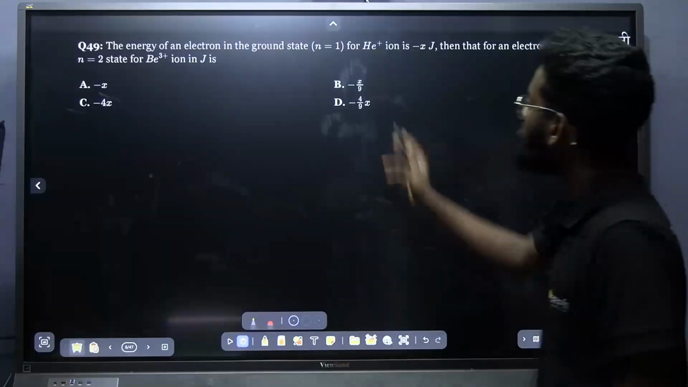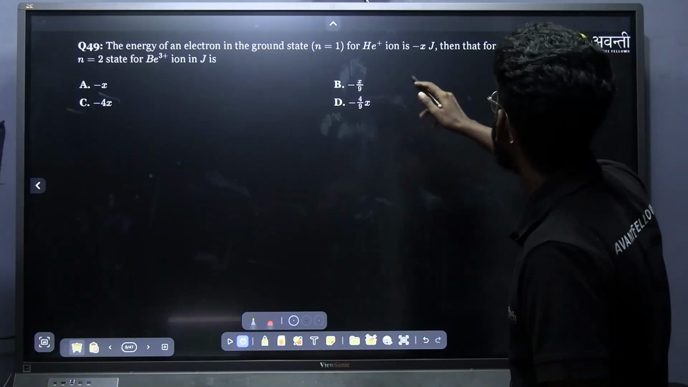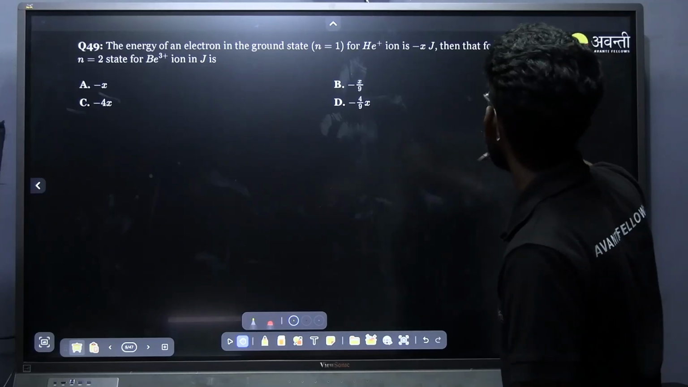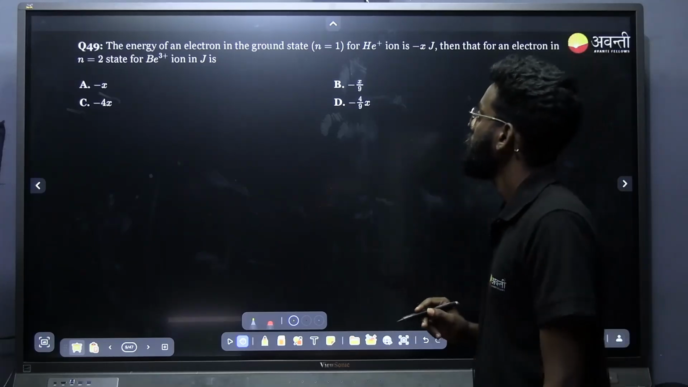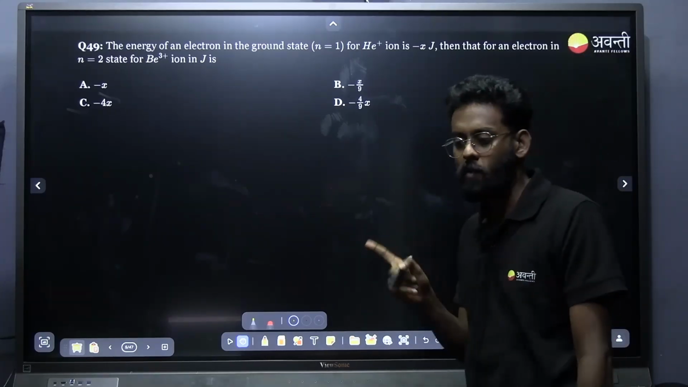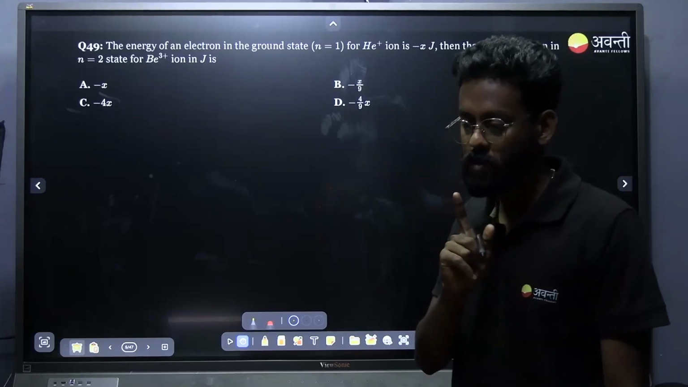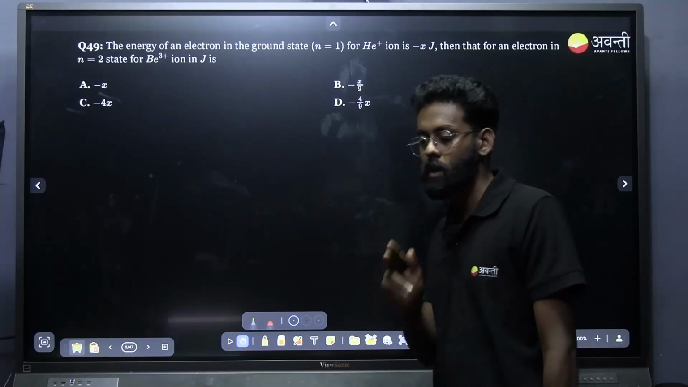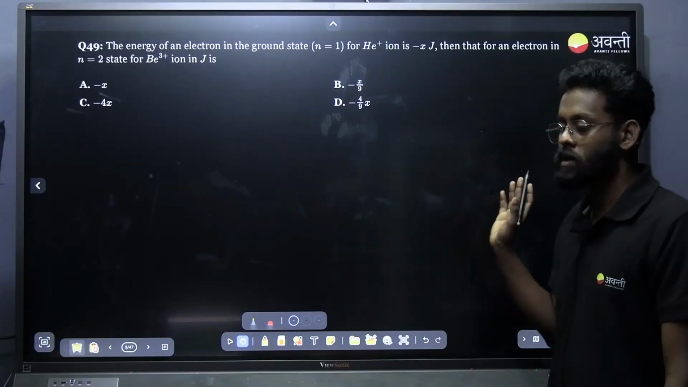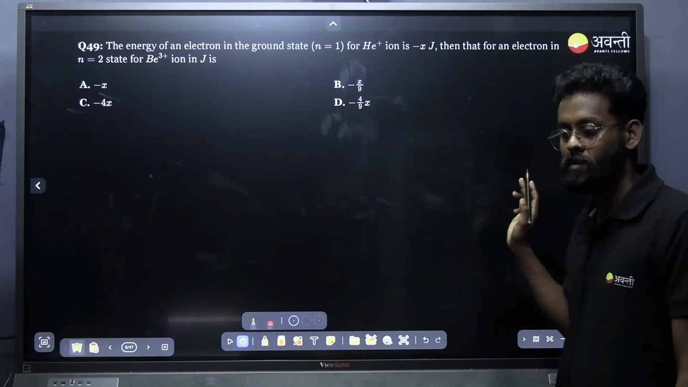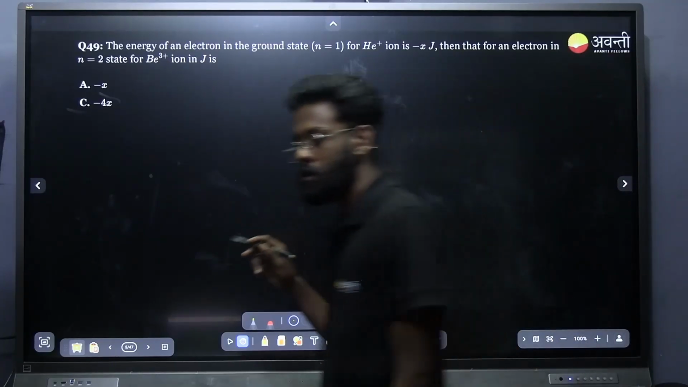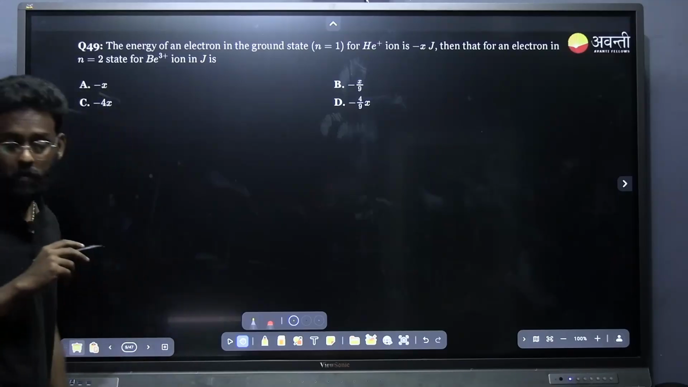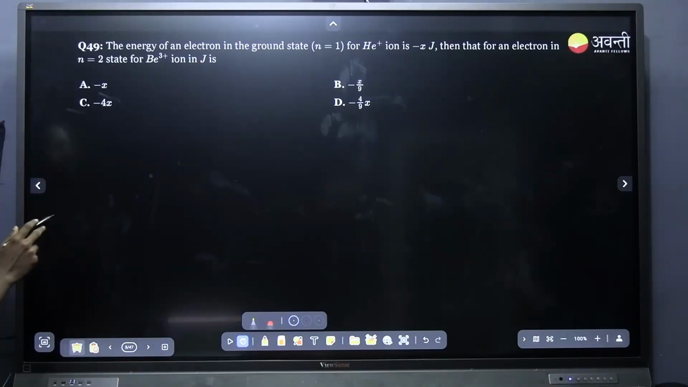Another question. The energy of an electron in its ground state for He plus ion is minus x joule. Then that for an electron in n equal to 2 state for Be 3 plus ion in joule is? I think the same question was asked in the last mock test, right? Did you get the correct answer for this one, or did you still make a mistake? What is the answer?